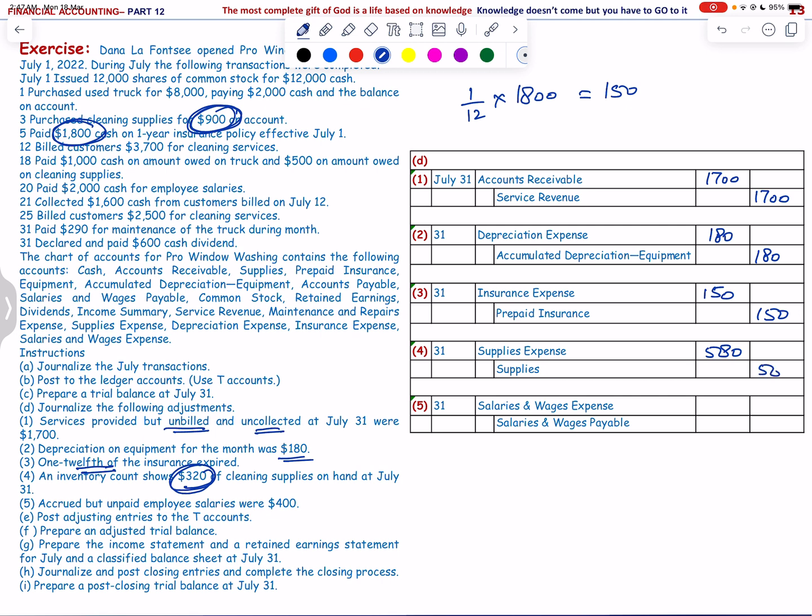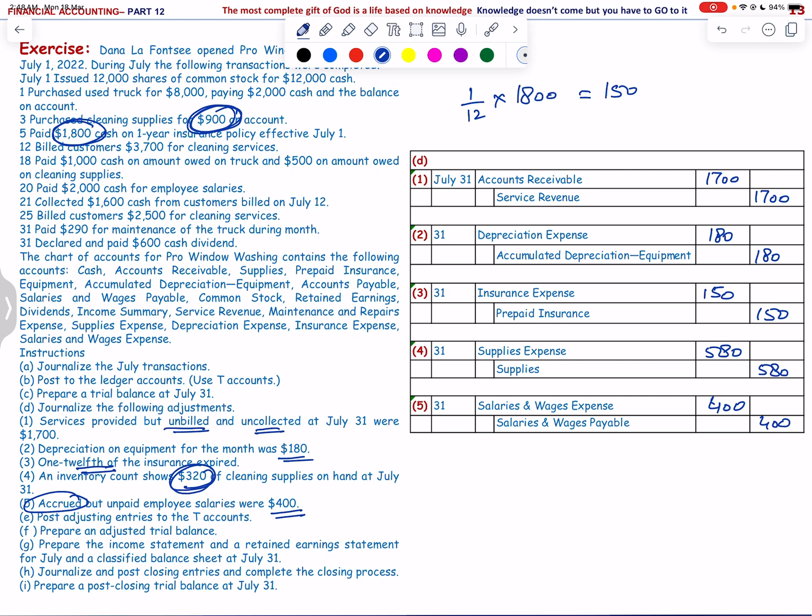Accrued but unpaid employees' salary were 500. So salaries expense is debit by 400, and salaries and wages payable is credit by 400. So we have done part D of the instructions, and so we have journalized these adjustments, and we move on to number E.